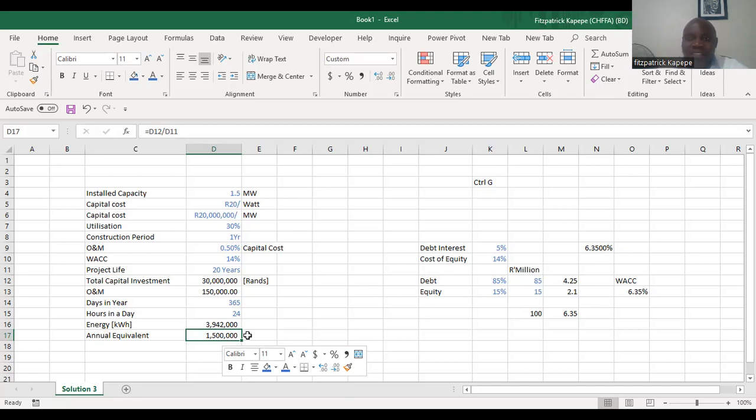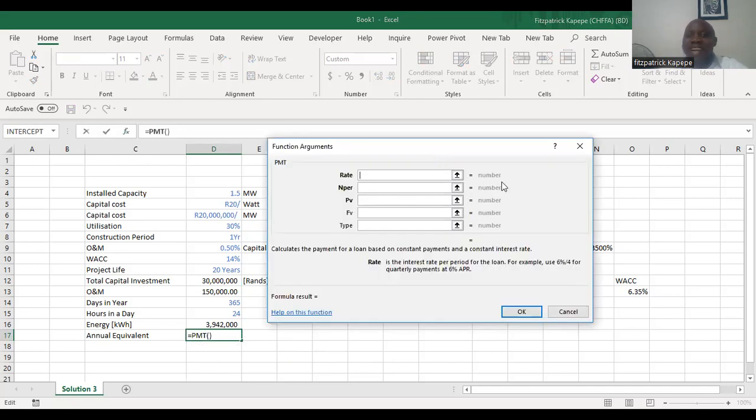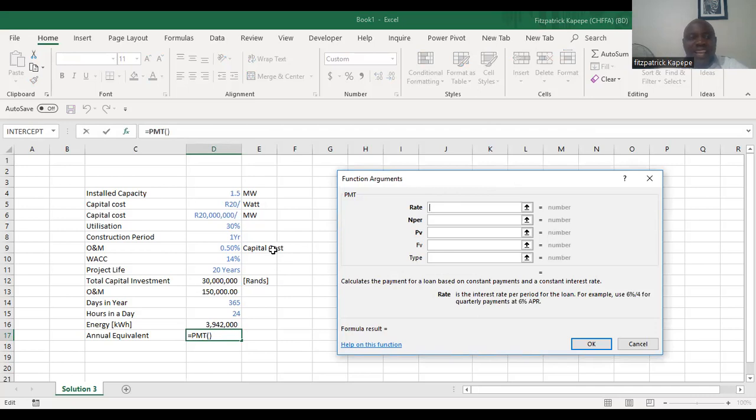We want to get the future value. So this is what we are going to do. So equals PMT. We'll do like that. So what is the annual rate? The annual rate is our work, which is D20, D10, which is 14%. Number of periods: we have 20 periods.